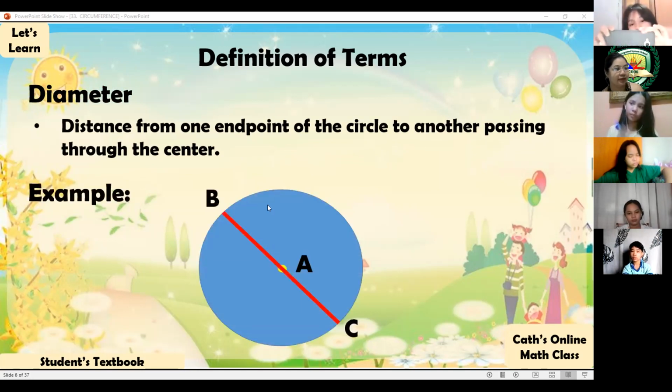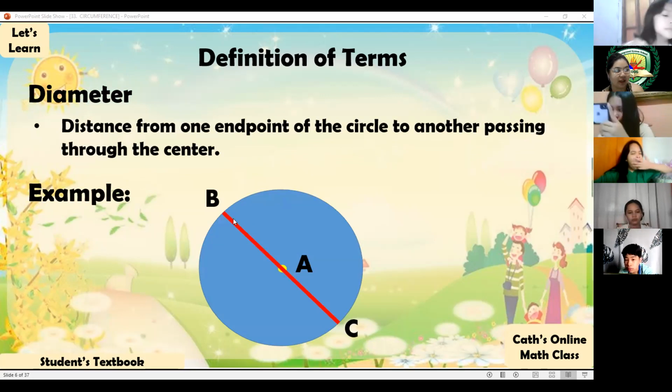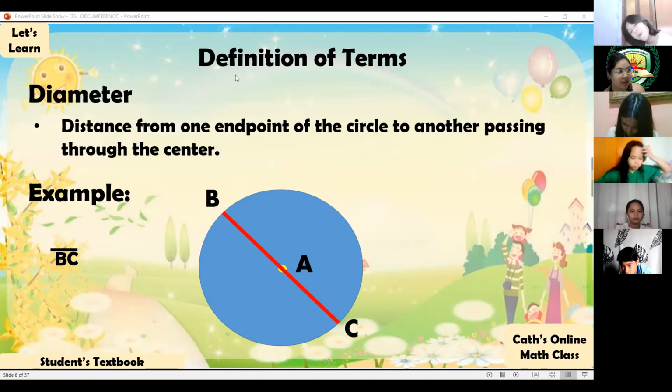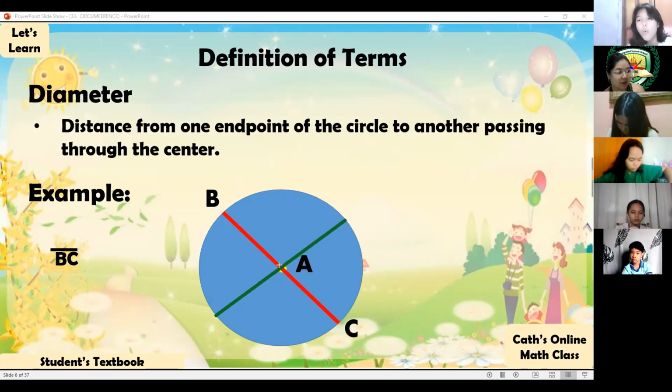Example, you have this one. You have here the diameter BC or CB. The line needs to be whole. There are many diameters here, as long as they pass through the center. It can be here. It can also be here. So all diameters have a fixed distance too.